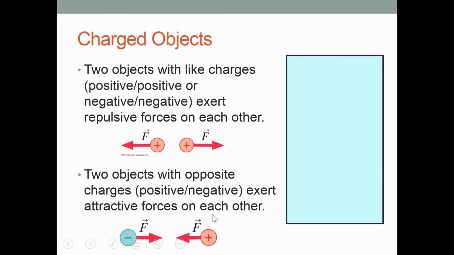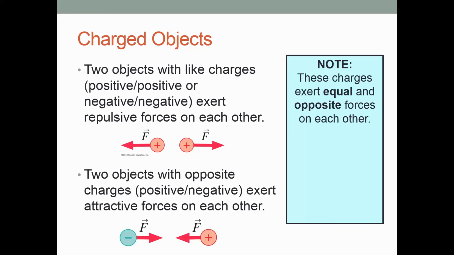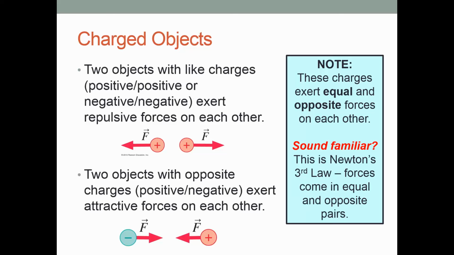We'll talk more about forces when we talk about Coulomb's law. But notice that these charges exert equal and opposite forces on each other. The magnitude of this force is exactly equal to the magnitude of this force. Equal and opposite forces should sound familiar from AP Physics 1. What do you think? Well, Newton's third law says forces come in equal and opposite pairs, and that's what's going on with the charges.